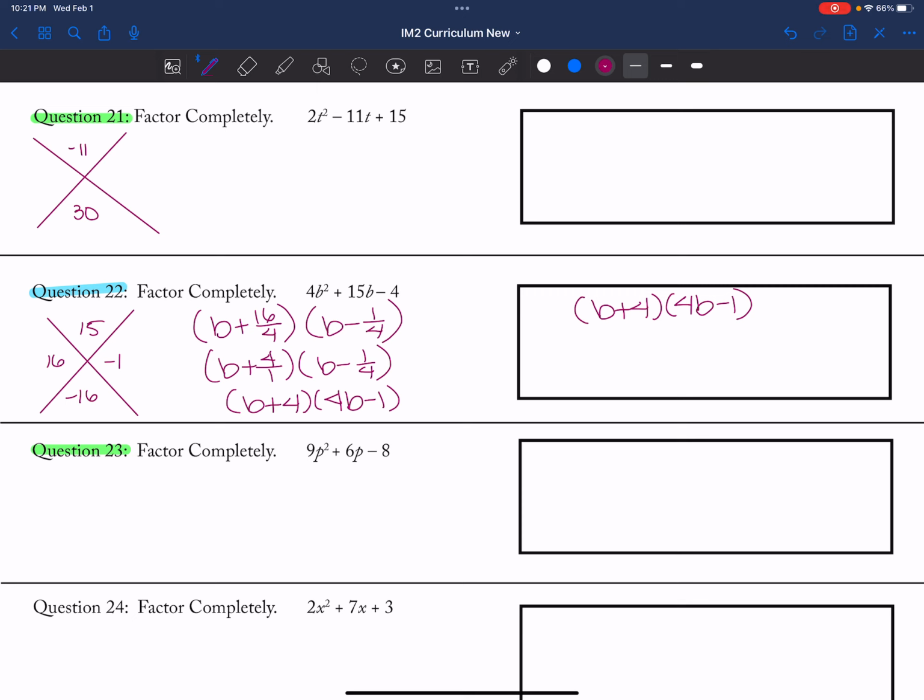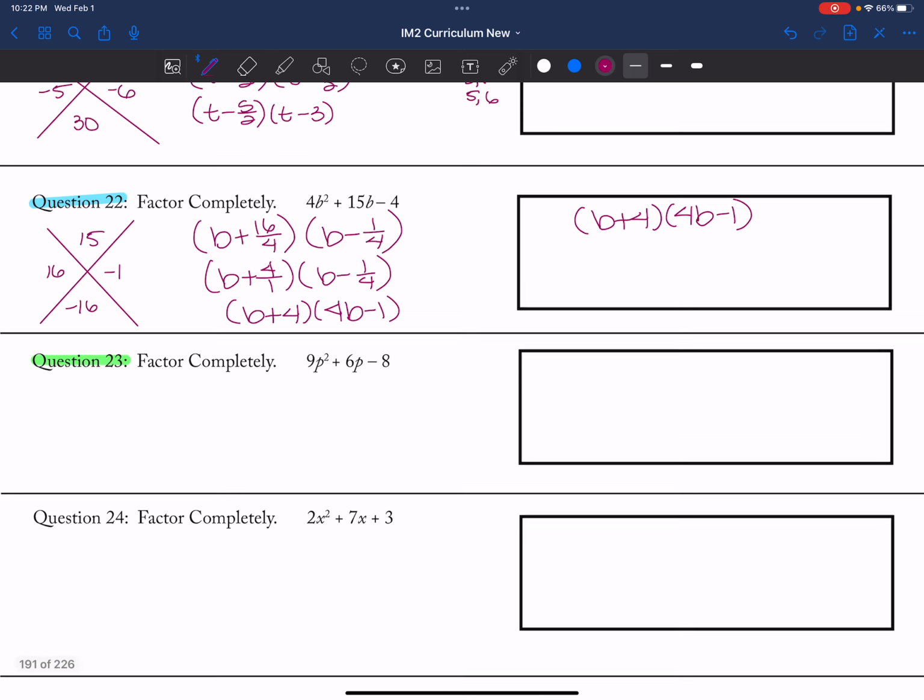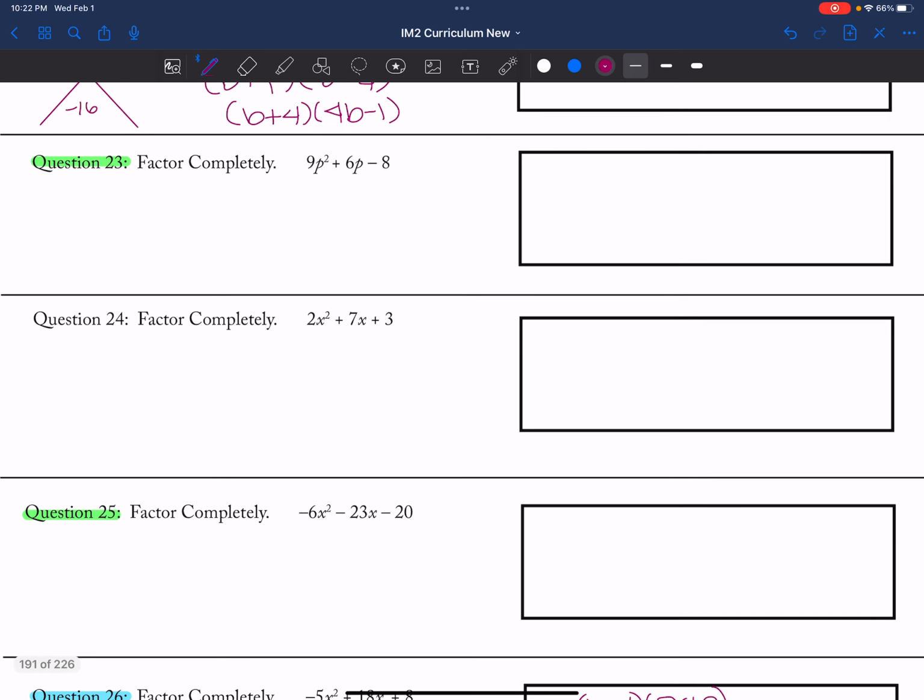Okay, so let's see. So factors of 30, so 1 and 30, 2 and 15, 3 and 10, 4, 5 and 6. So a negative 5 and a negative 6. So this is t minus 5 over 2 and t minus 6 over 2. So then I have t minus 5/2 and t minus 3. So then I get a 2t minus 5 and a t minus 3. Okay, no common factors. It kind of looks like there might be one, but there's not.